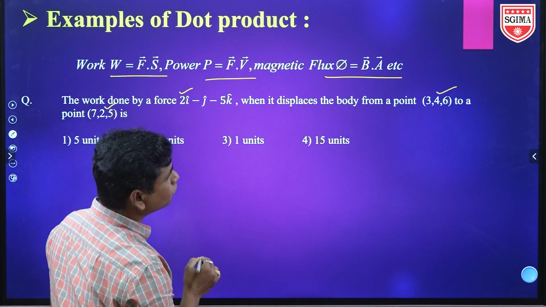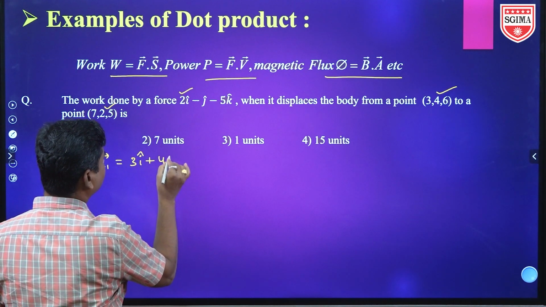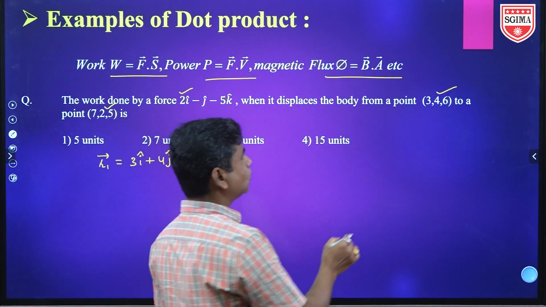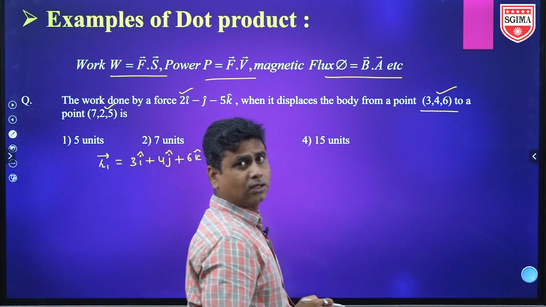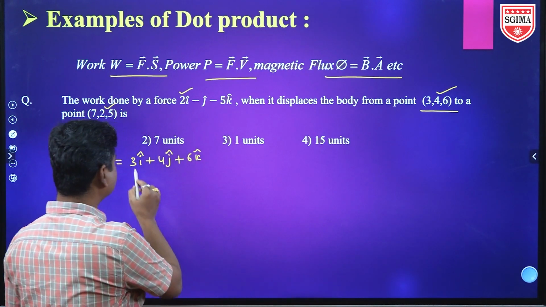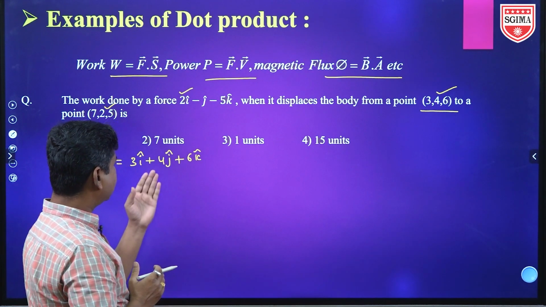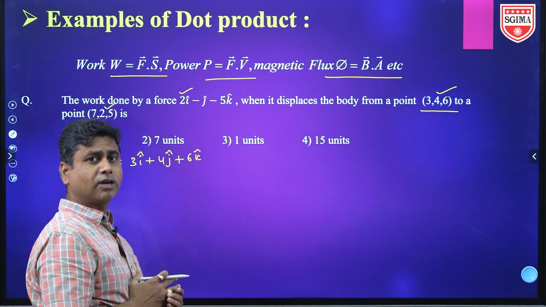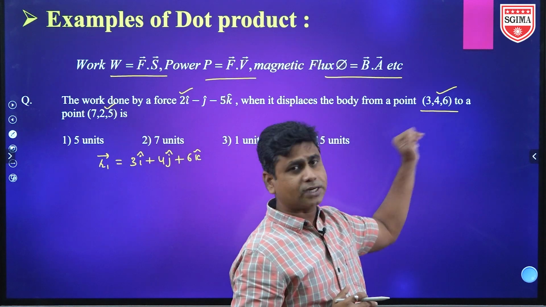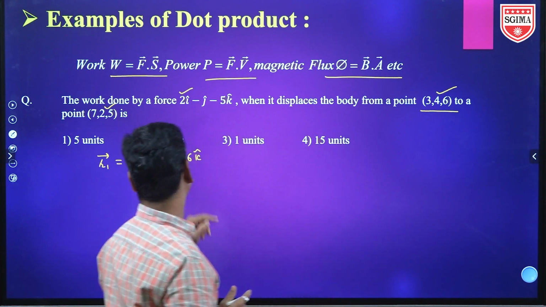R1 bar equal to 3i cap plus 4j cap plus 6k cap. Generally you understood. Here the coordinates are given: 3, 4, 6. 3 is the x coordinate, 4 is the y coordinate, 6 is the z coordinate. The x coordinate is multiplied with a unit vector i cap. Next, the y coordinate is multiplied with the unit vector along the y direction, j cap. Here the z coordinate is 6, and that 6 is multiplied with the unit vector along the z axis, k cap.